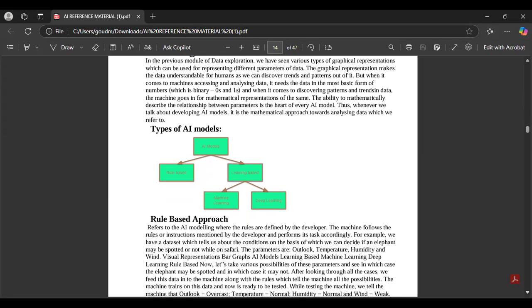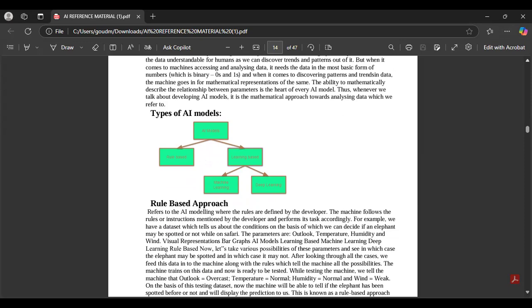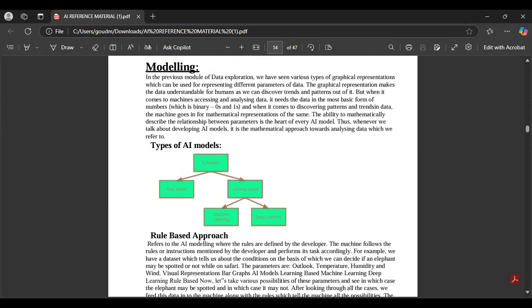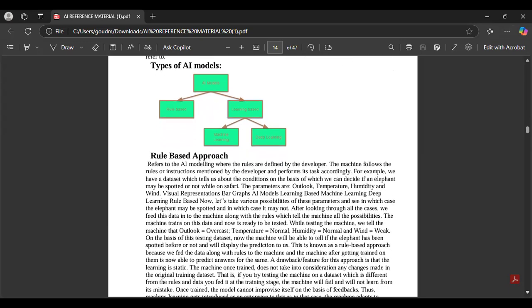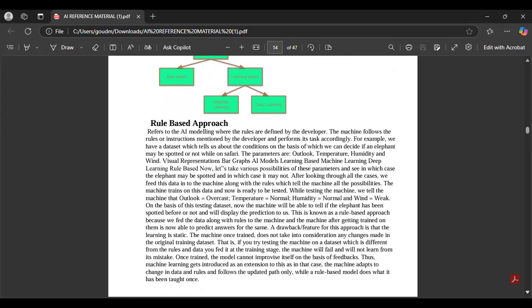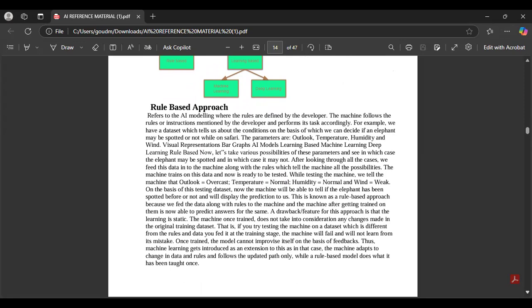So when they ask you to define modeling, again children, here you have to write the definition of the model which I explained previously. Now the types of models are rule based and learning based. What are rule based approaches? Here the rules are defined by the developer. According to the rules, the machine should work, right? The machine follows the rules or instructions mentioned by the developer and performs its task accordingly. For example, we have a data set which tells us about the conditions on the basis of which we can decide if an elephant may be spotted or not while on safari.